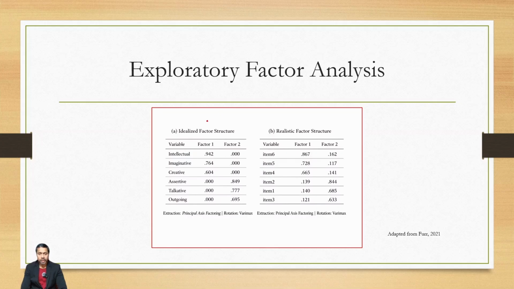So this is an idealized factor structure. This is a very simple structure, because you can see very clear-cut loadings, and the other values are 0.